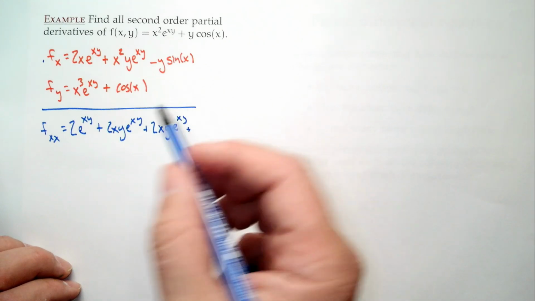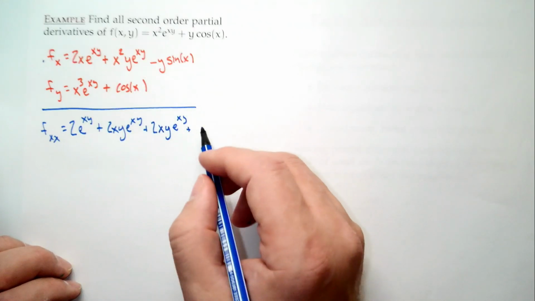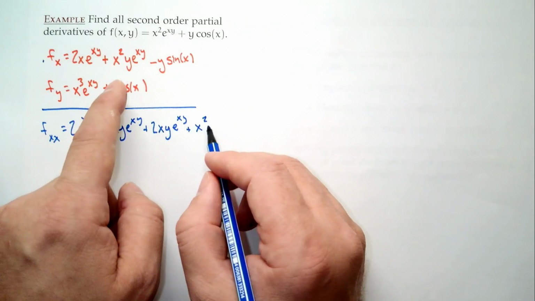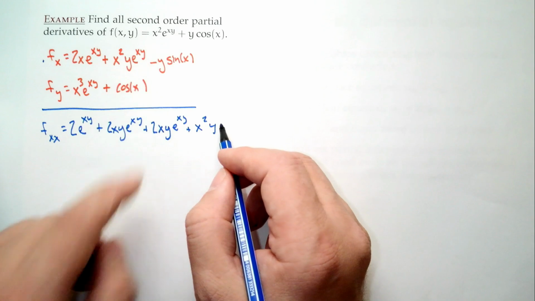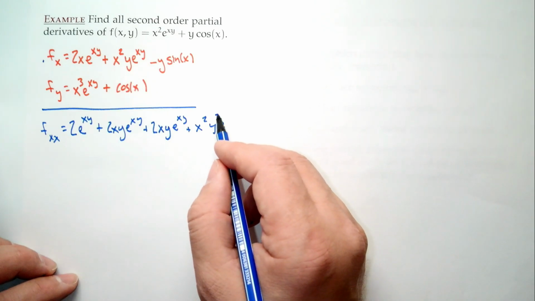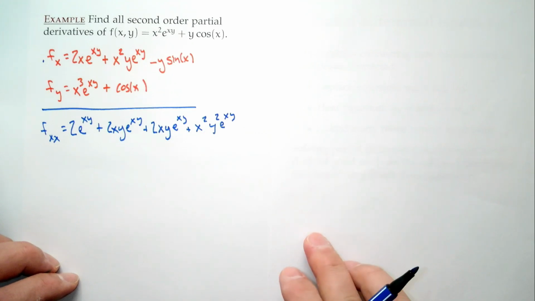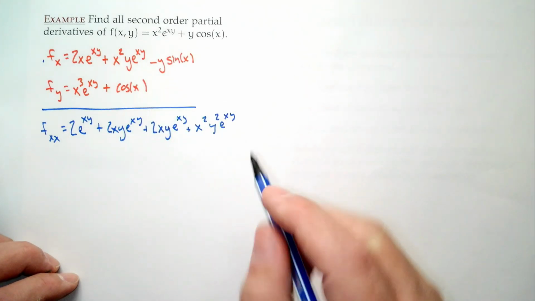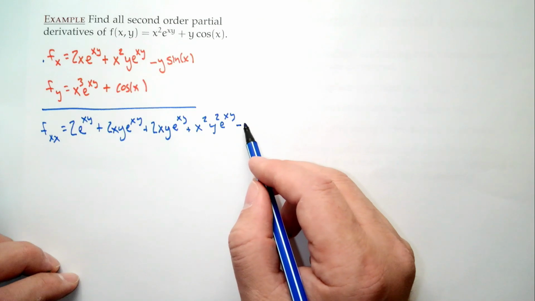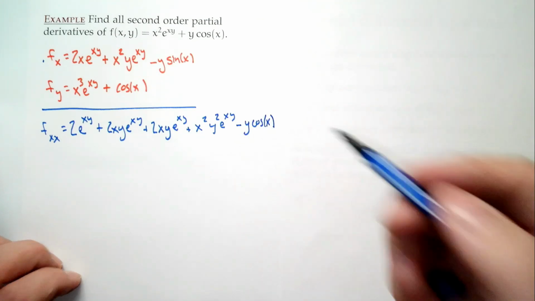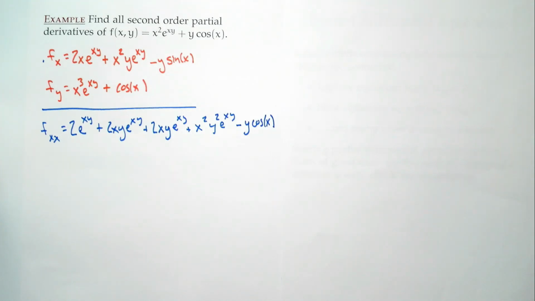And then plus, taking the derivative here, x squared, because we're using the product rule, then we have y, and the derivative of e to the xy, well, that's another y e to the xy, so we get a y squared. And then the derivative of y sine x will be y cosine x. Okay, so there's our f sub x.